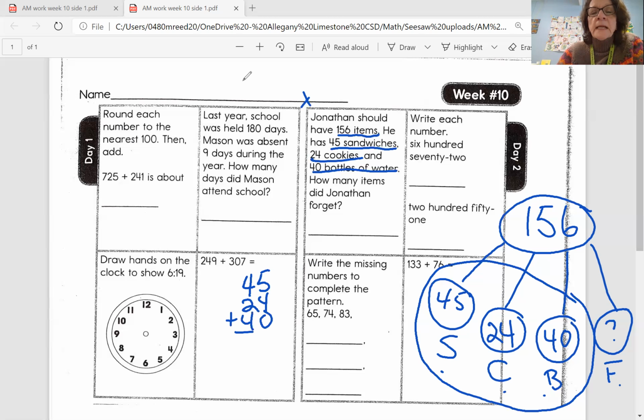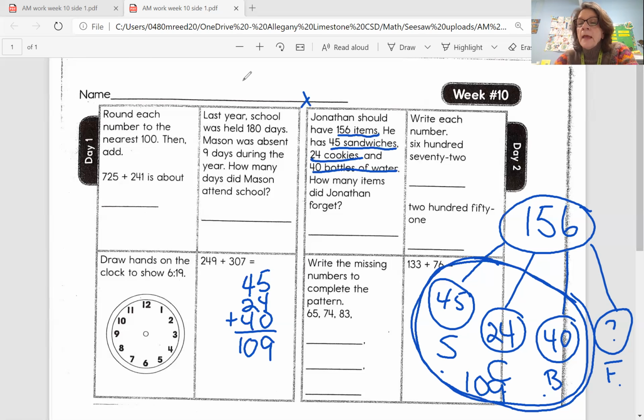So I add my 1s first. 5 and 4 is 9. And then I add my 10s. 4 and 2 is 6. Plus 4 more is 10. That's 109. So now, is 109 what I forgot? Well, if you look back at my picture, it is not what I forgot. It represents the total of sandwiches, cookies, and bottles of water. So I'm going to take my 109 and I'm going to put it in here. And now I know, because it's there, it represents the total of those 3 items.